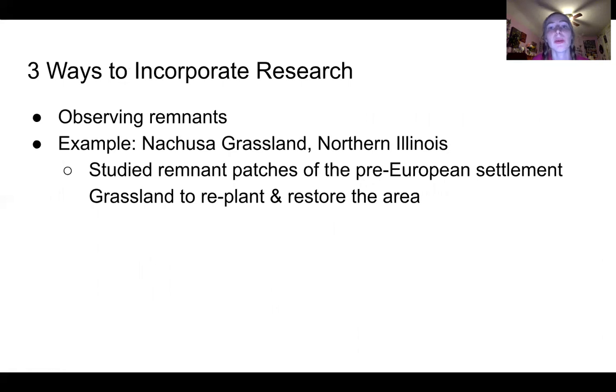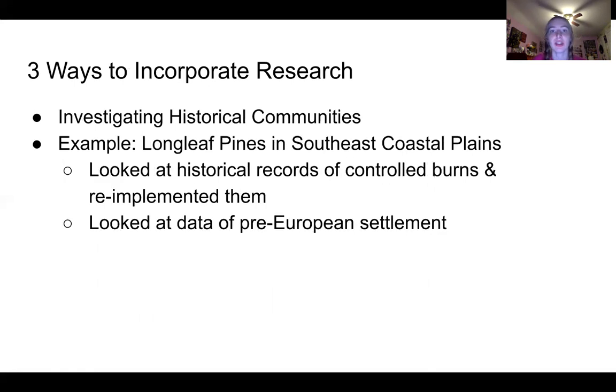Three ways to incorporate research into your restoration are through observing remnants. An example of this was the Nachusa grassland in northern Illinois. They studied the remnant patches of the pre-European settlement that still existed, and based off of that and documents, decided what to restore and what to replant. And then they logged all that information for future restorations or if it would need to be done again on that site.